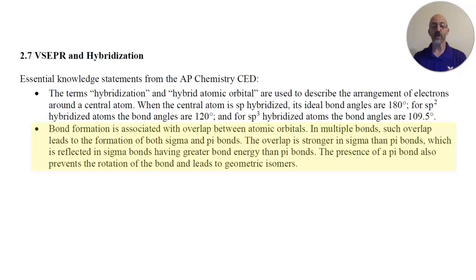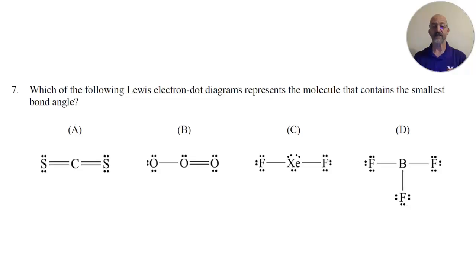Bond formation is associated with overlap between atomic orbitals. In multiple bonds, such overlap leads to formation of both sigma and pi bonds. The overlap is stronger in sigma than pi bonds, which is reflected in sigma bonds having greater bond energy than pi bonds, and the presence of a pi bond also prevents the rotation of the bond and leads to geometric isomers. Now let's take a look at the practice for topic 2.7. This is question 7.